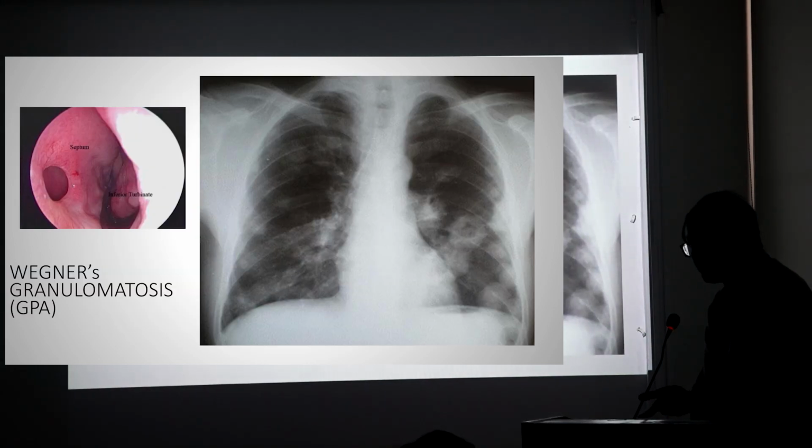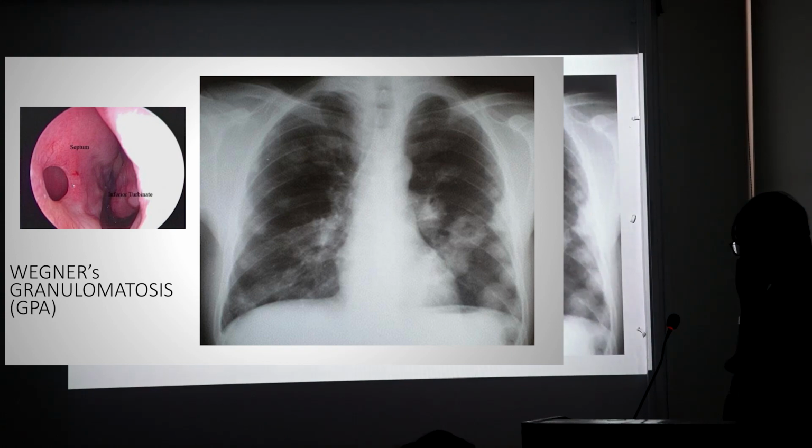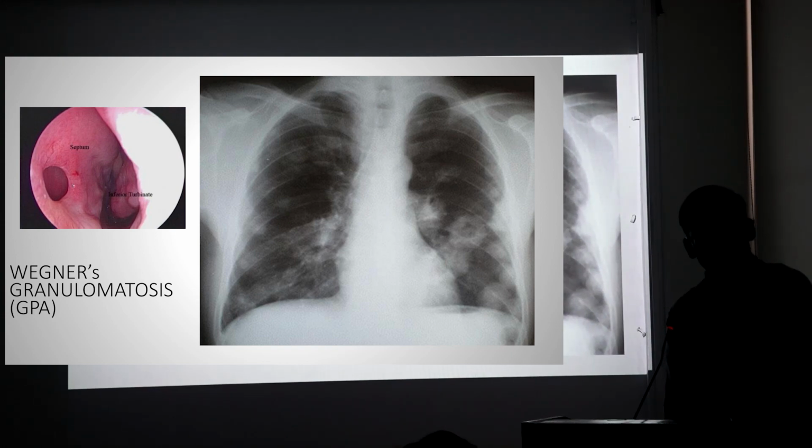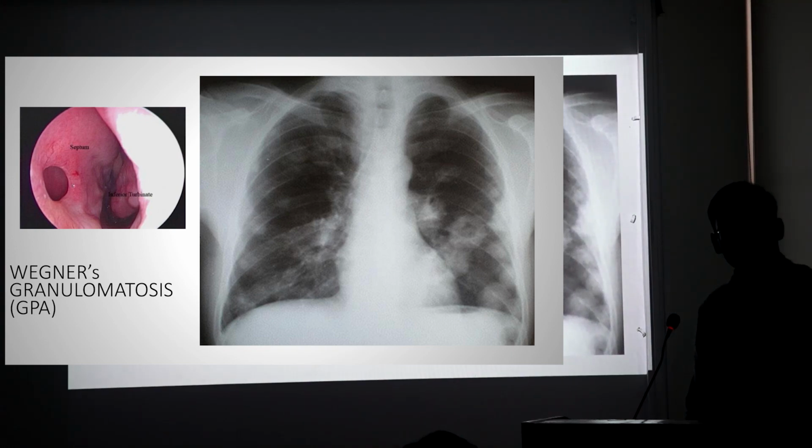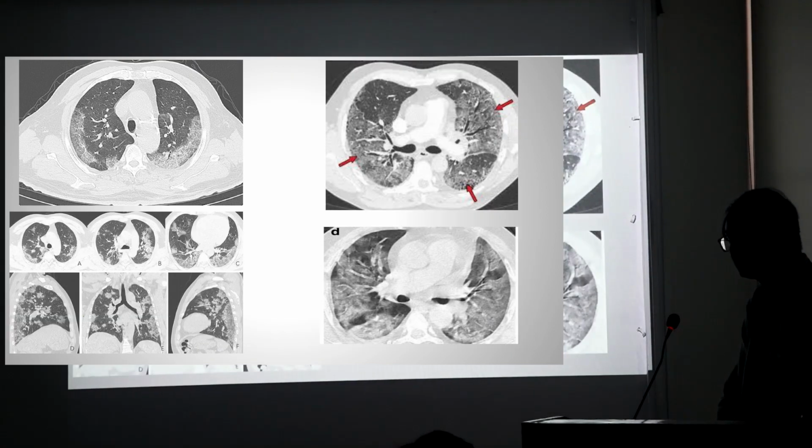Okay. So we can see a lot of rounded opacities again, which are cavitating, and the patient came with a history of epistaxis, and we can see there is a perforation. Yes. ENT involvement and lower airway involvement with kidney involvement. So we have to look for these three systems: ENT, lungs, airways and kidneys. And even skin manifestations can also be there.